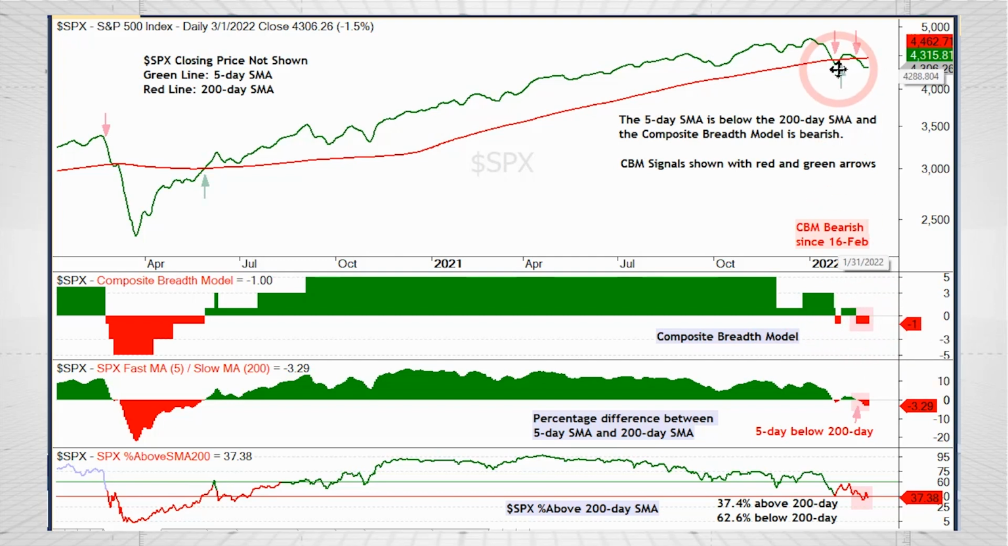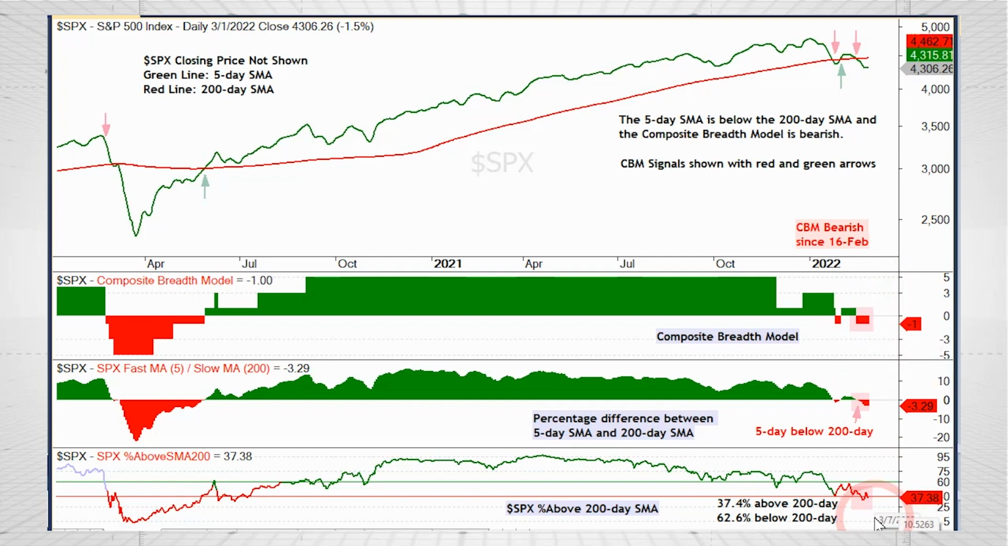And if we look at the chart at the top here, we've got the 5-day moving average for the S&P 500 in green and the 200-day in red. You can see we got a little whipsaw, but now it is below. And what matters is, what is the situation right now? Right now the 5-day is below the 200-day. The composite breadth model is bearish.